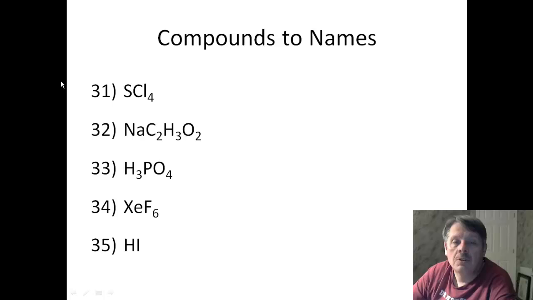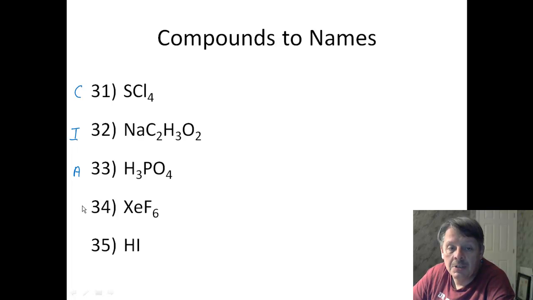All right, how about this one? Well, sulfur is definitely not a metal, so that's going to be covalent. And 23 is going to be ionic, because sodium is a metal. And 33 is going to be an acid, because of the hydrogen. And 34 is going to be covalent, and 35 is also going to be an acid.